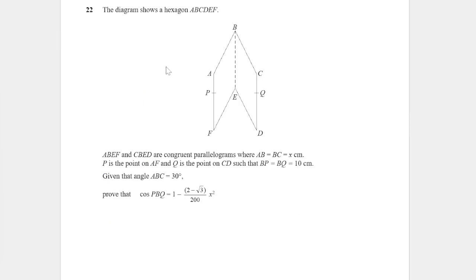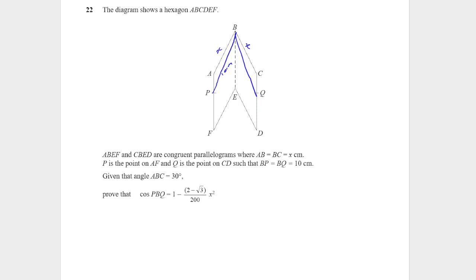Okay, question 22. The diagram shows a hexagon, and we're given that they're congruent parallelograms. AB and BC are both equal to x, so we'll call that x and x. And we're told that P is the midpoint on the CD such that P to B and B to Q is 10 centimeters.